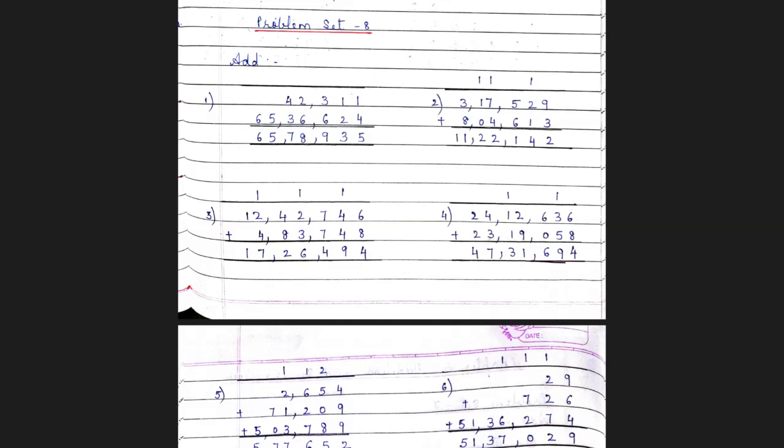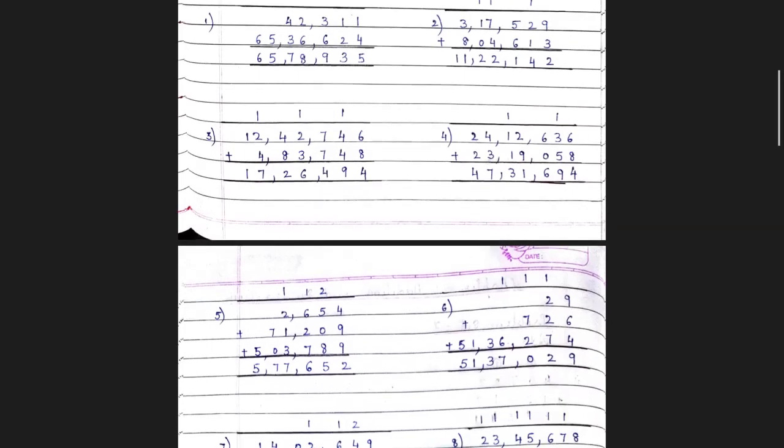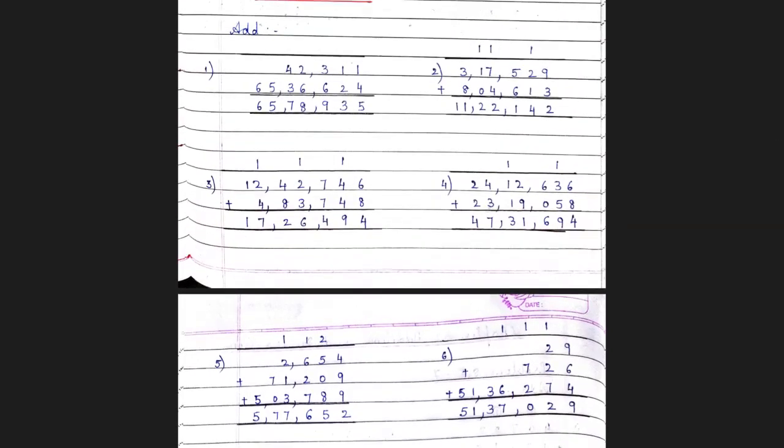9 plus 3, 12. 2 carry over 1. 2 plus 1 plus 1, that's 4. 6 plus 5, 11. 1 carry over 1. 7 plus 4, 11, plus 1, 12. 2 carry over 1. 1 plus 1, 2, plus 0, 2. 8 plus 3, 11. So 11 lakhs 22,142. Children, I hope you have understood generally how the method is to add numbers.